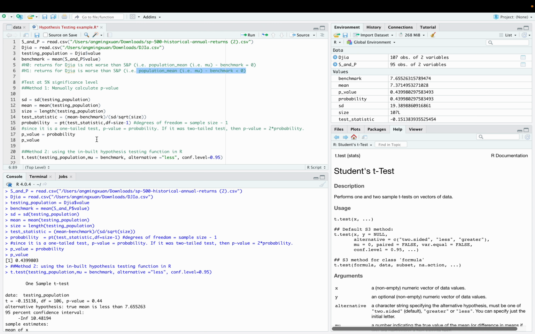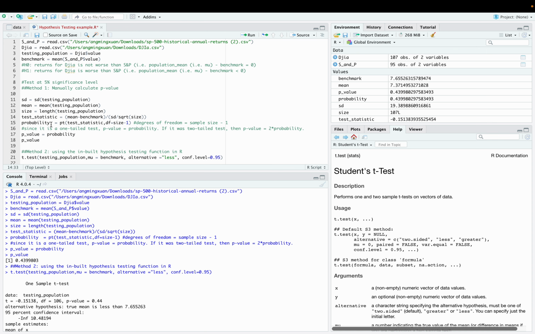Firstly, we can manually calculate the p-value. We can calculate this by first retrieving the standard deviation, the mean, and then the population size. After which, we calculate the test statistic using the formula mean minus benchmark divided by the standard deviation over the square root of the sample size.